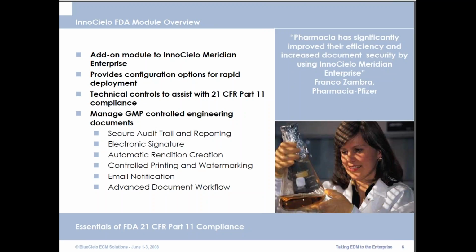So BlueCielo has an add-on module for Meridian to help support users in those industries and conform to the 21 CFR Part 11 regulations that the FDA imposes on suppliers of pharmaceuticals and other controlled products. And typically that relates to secure audit trails and reporting, electronic signatures, the automatic rendition creation, which relates back to the PDF publishing, more controlled printing, email notifications, and advanced document workflow are some of the features that come in.